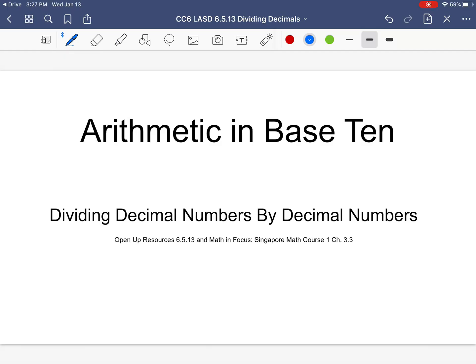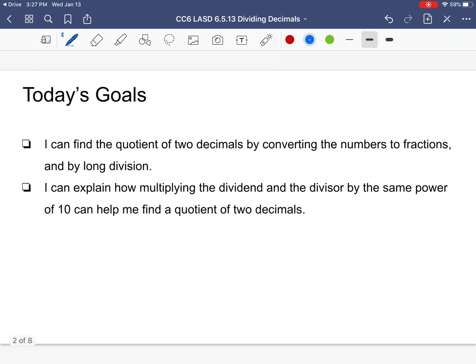Welcome to today's lesson, which is about dividing decimal numbers by decimal numbers. The goals of today's lesson are that you can find the quotient of two decimals in two different ways. One, by converting the numbers to fractions, and another way is by long division. And also that you will be able to explain how multiplying the dividend and the divisor by the same power of 10 can help you find a quotient of two decimals.